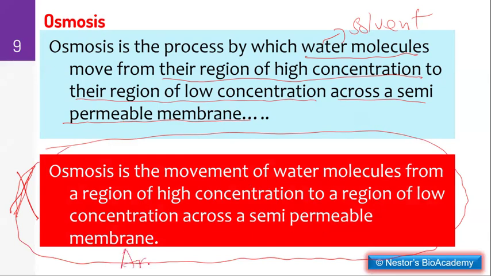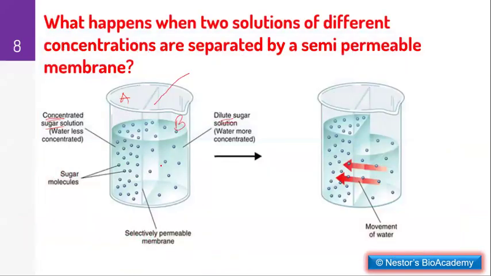This definition is what we will refer to as an ambiguous definition. And we say it's ambiguous because if you come back to this illustration we were talking about earlier, this is a concentrated solution. So you can refer to it as a region of high concentration because it has a high concentration of solute molecules. And this one is a region of low solute concentration. So when you define osmosis as movement of water molecules from a region of high concentration to a region of low concentration, it might bring in some ambiguity.